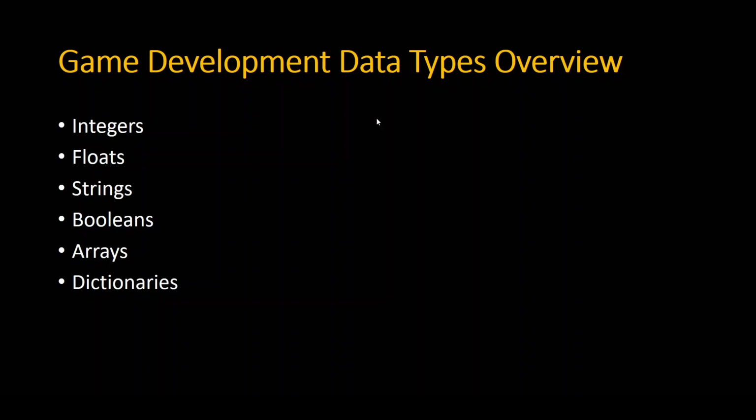Okay, we already know now what are integers, what are floats, what are strings, and what are values. And we also know how to work with arrays. Now the last data type of this course, and the most complex one I can say, is dictionaries. Let's go back to our Godot engine and try to understand that.